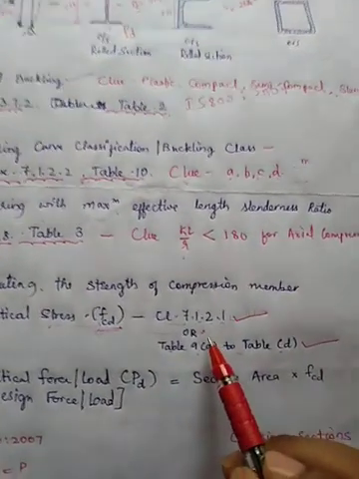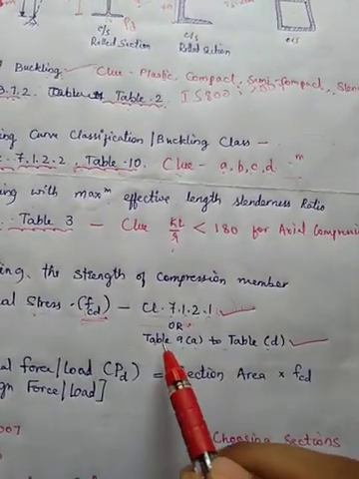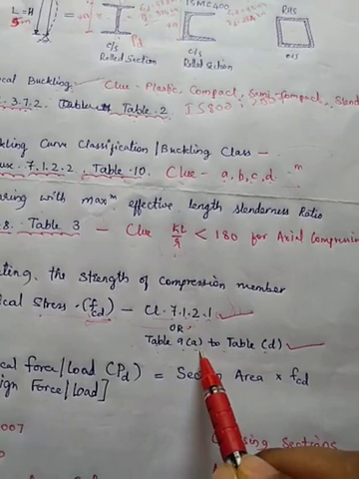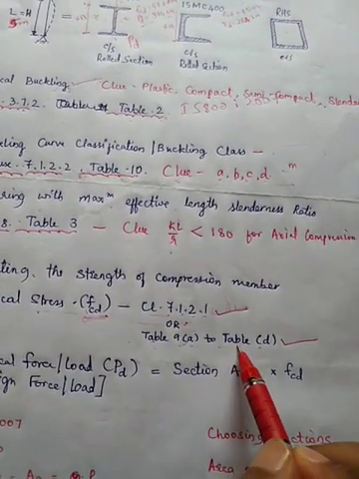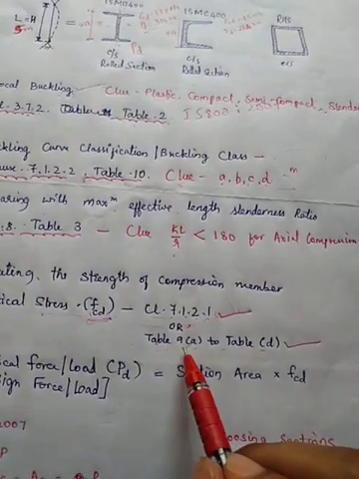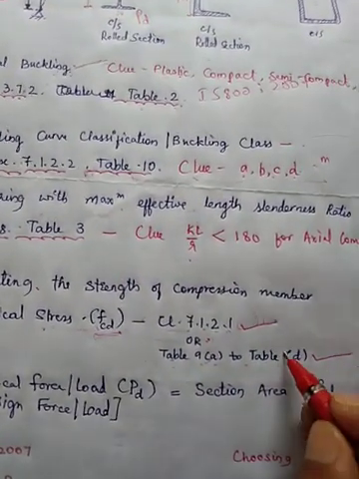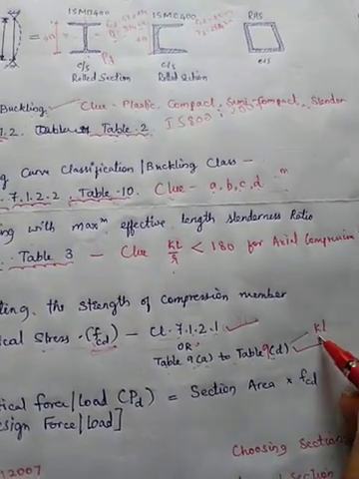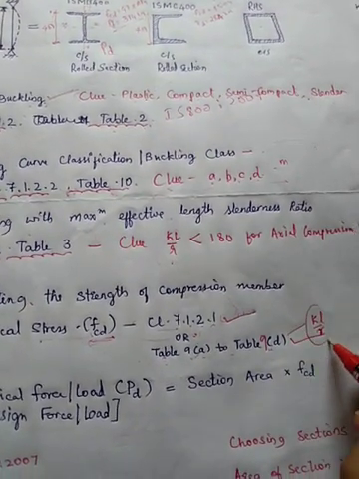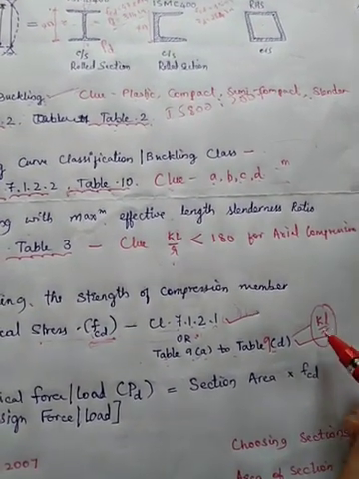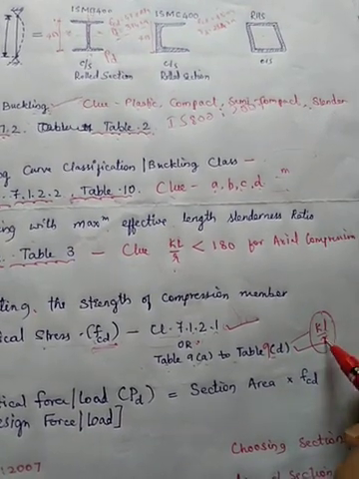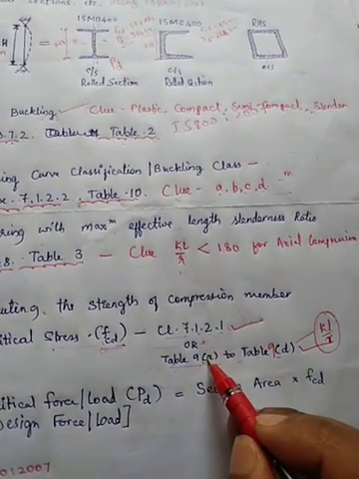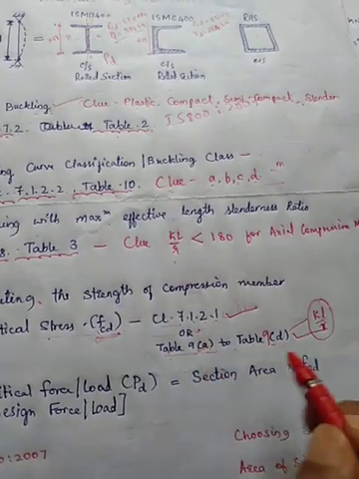And again there is an alternate method to find this critical stress, wherein we will find this fcd value from table 9A to table 9D, which depends on KL by r. We find this KL by r effective length slenderness ratio. From this effective length parameter, we will find the fcd for different buckling class curves, say from A to D.